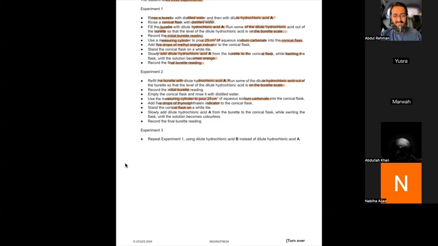Stand the conical flask on the white tile. Slowly add dilute hydrochloric acid A from the burette to the conical flask while swirling the flask. Record the final burette reading.